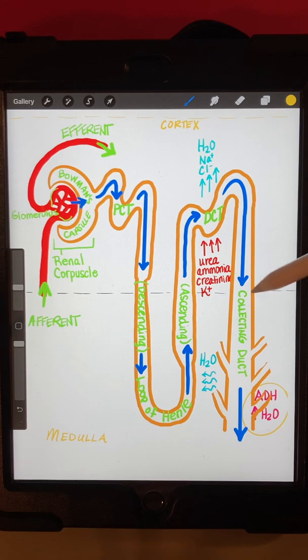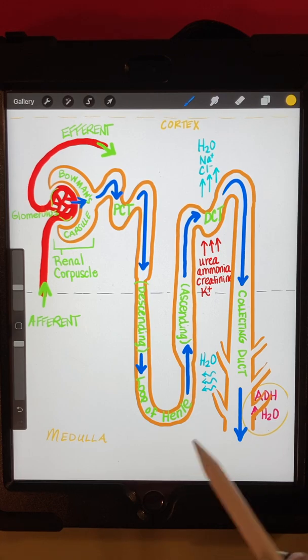And then the urine leaves the nephron's collecting duct to empty into the renal pelvis and ureters on its way out of the body.